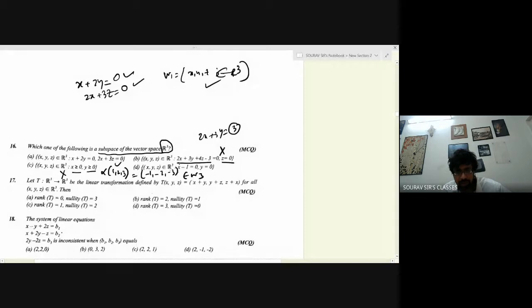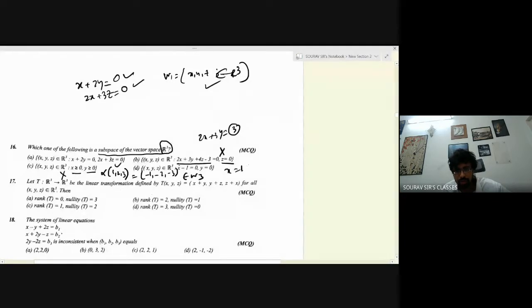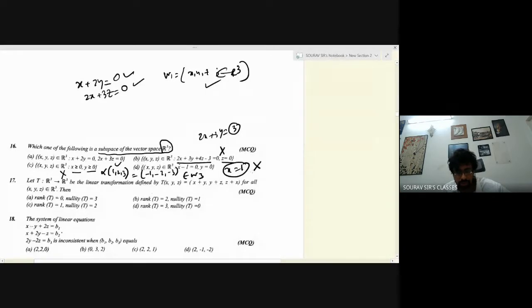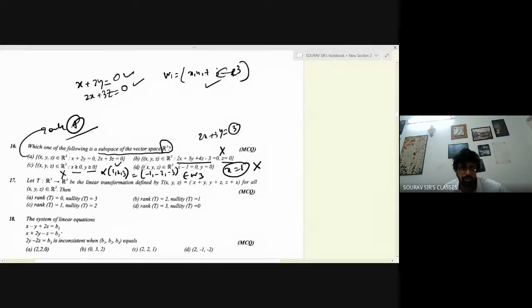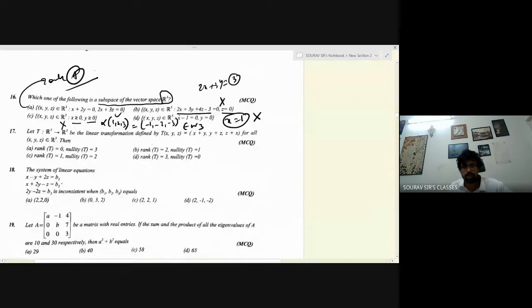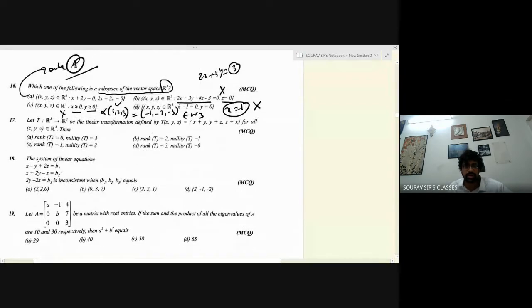And the last case, x minus 1 equal to 0 and y equal to 0 doesn't pass through origin at all, because the first one gives you x equal to 1. So this is also not a subspace. So only A is the answer. So just getting the zeros and that's it.